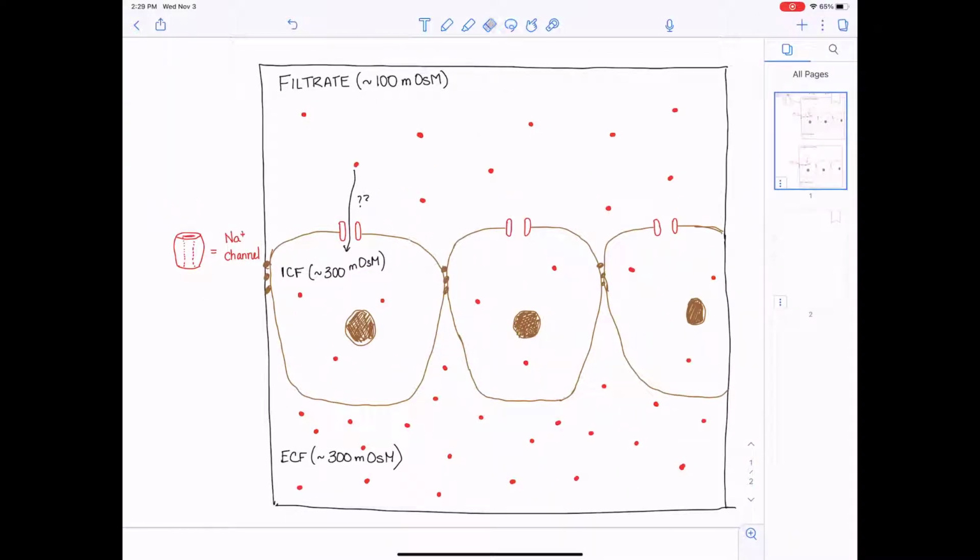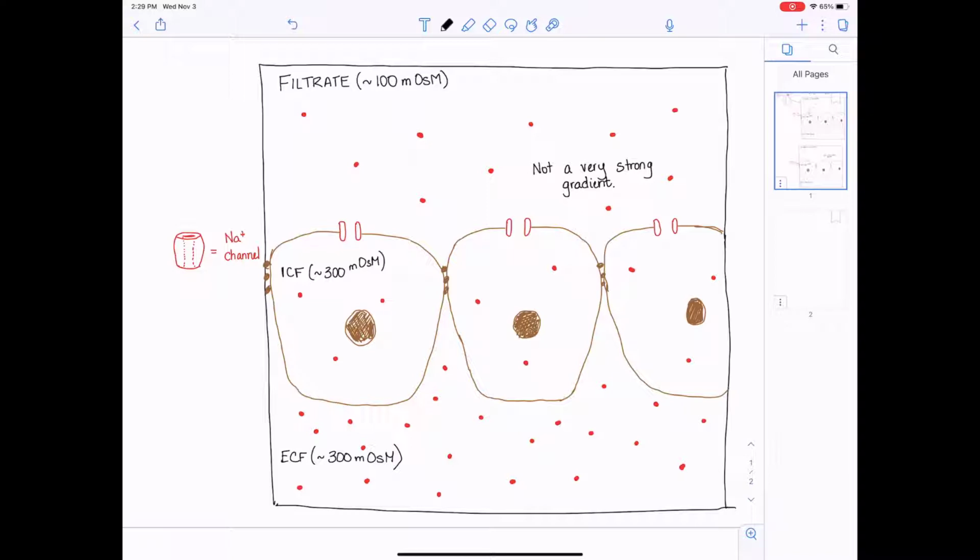Let's look at the same picture without potassium. So now we're just looking at sodium. The amount of sodium that comes in is dependent on the gradient. But the problem is that there's not that much sodium in the filtrate. So there's not a very strong gradient between the filtrate and the intracellular fluid. Without a strong gradient, not that much sodium is going to be compelled to cross that channel and go into the cell.